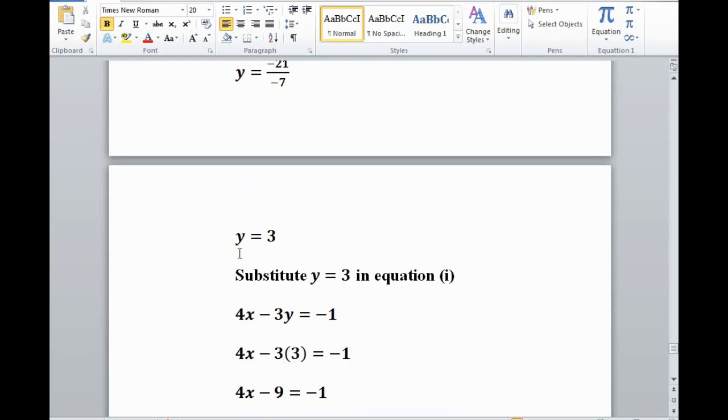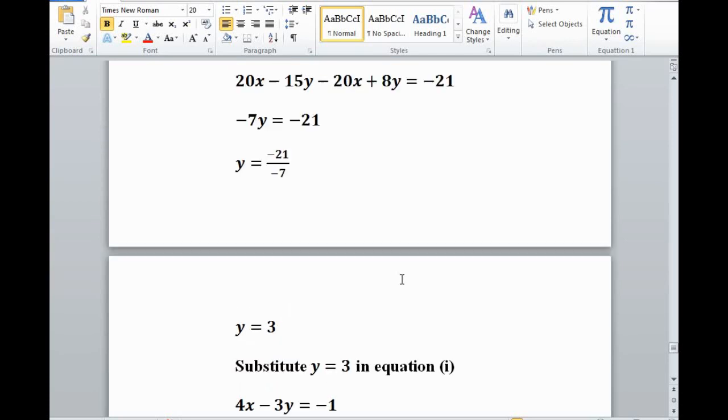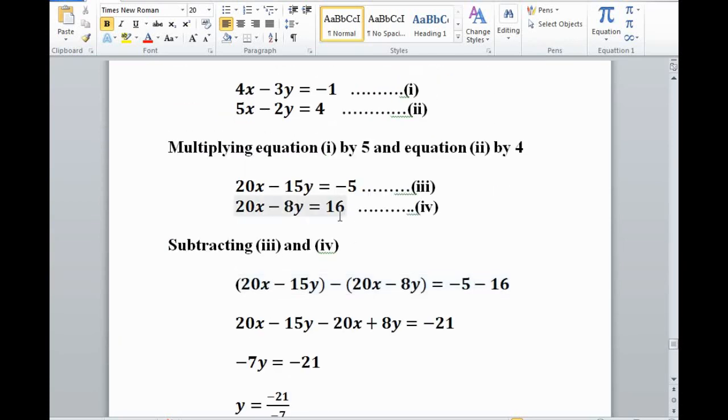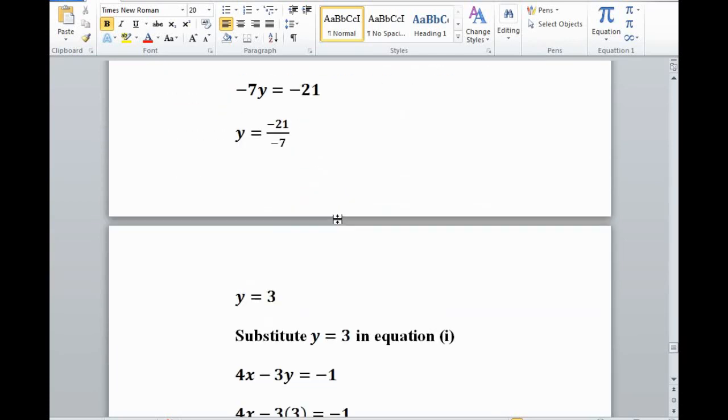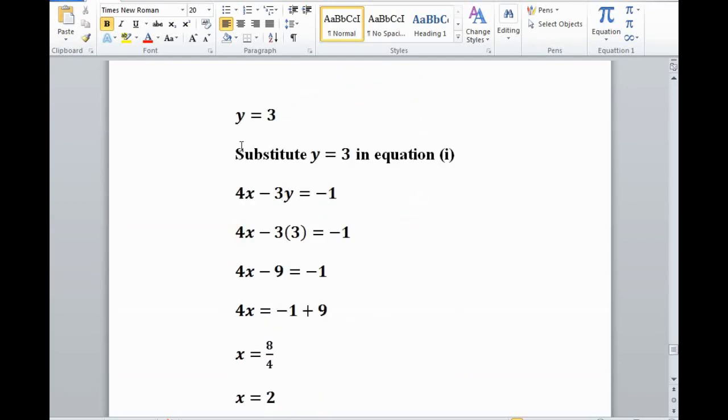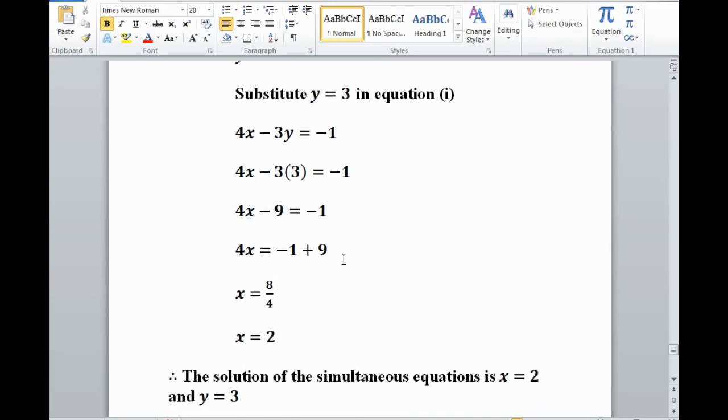Okay, now to find x, let's substitute y equals 3 in equation 1. So first I will write equation 1, which is 4x minus 3y equals -1, and now I will substitute y equals 3 in this equation. So this equation becomes 4x minus 3 multiplied by y, since y is 3, so 3 multiplied by 3 equals -1. Now 4x as it is, 3 times 3 is 9, -9 equals -1.